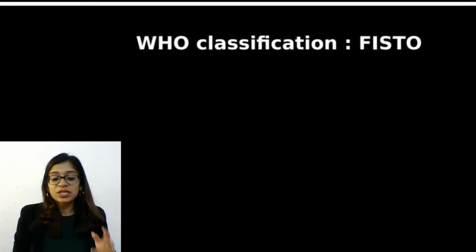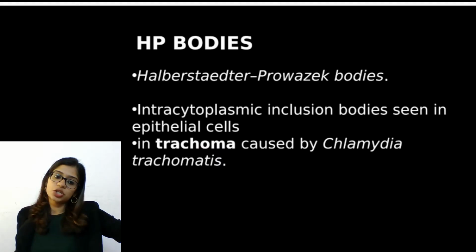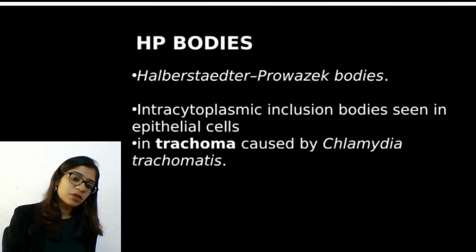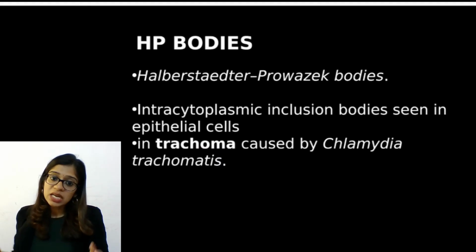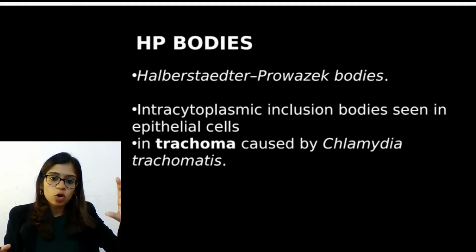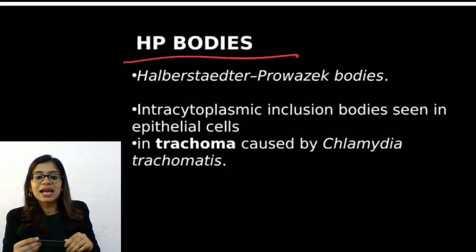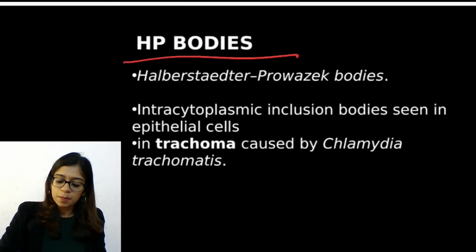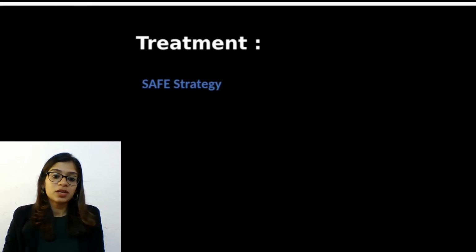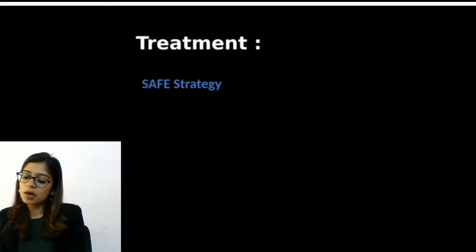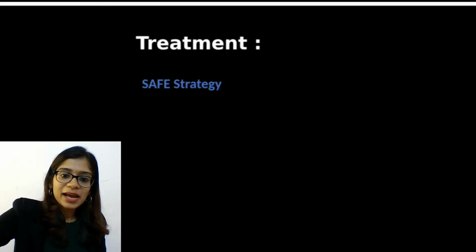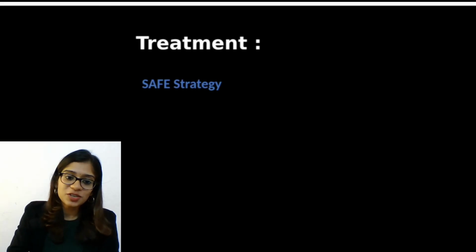In trachoma, you should know the FISTA classification, and you should know the SAFE strategy. The SAFE strategy is the treatment of trachoma, very important, please go through it. And what is the inclusion body that you see in the conjunctival cells in trachoma? That is HP bodies, Halberstaedter-Prowazek bodies. It is again a possible question. So that is it guys. I'll see you all in the next session. It was a quick session on trachoma. Image based questions usually come from this topic, and read about the SAFE strategy. Okay, bye bye.